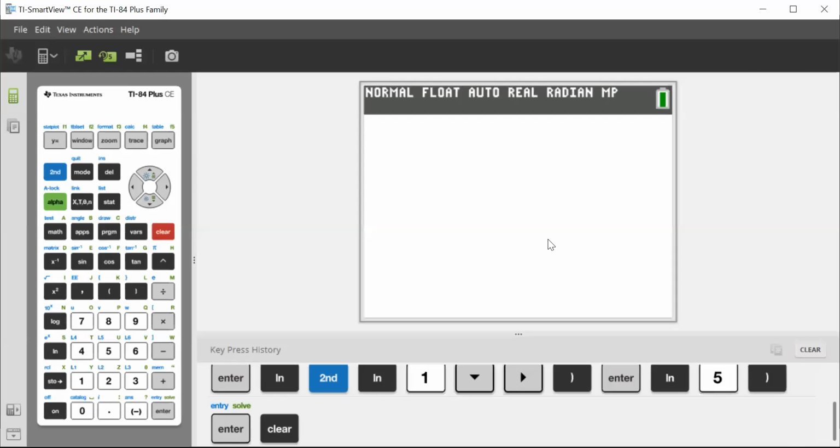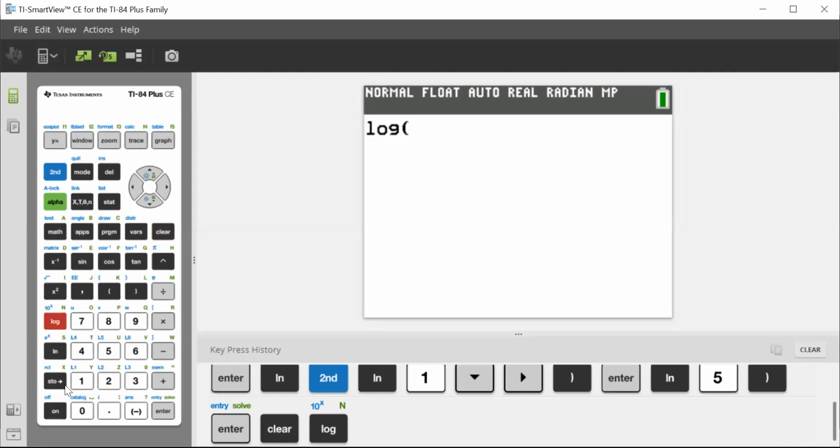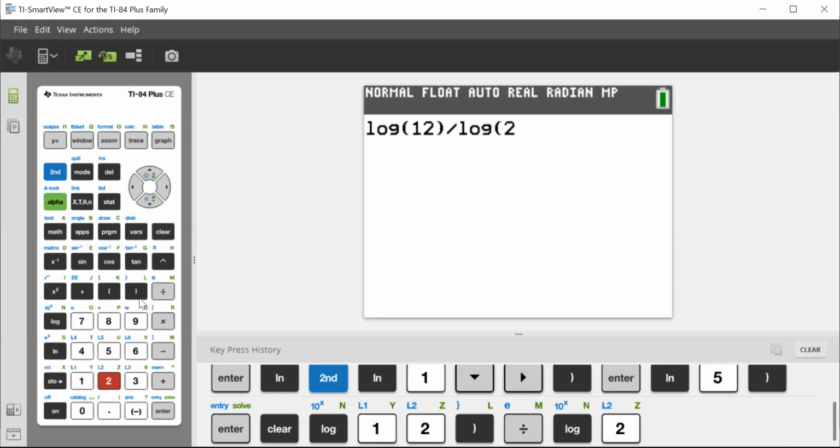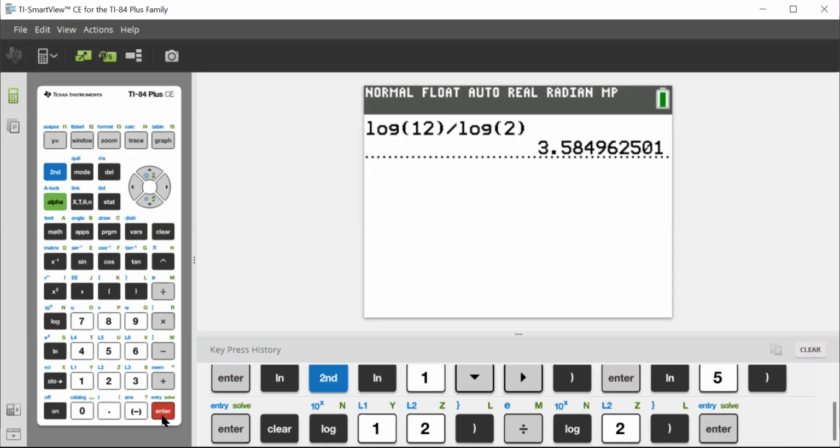Notice in what I had written there was log of 12 divided by log of 2. So we need to make sure that that's how we put it in the calculator. I'm going to do log of 12. And then notice that it opened a parenthesis on the log, so I need to close it. So it's log of 12 divided by log of 2, and I'll close that parenthesis. It looks something like that. Press enter, and we see that our answer is 3.585, which is really close to what we guesstimated, it being around 3.5.